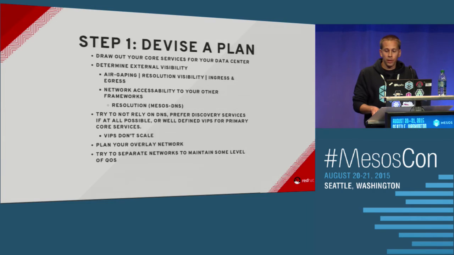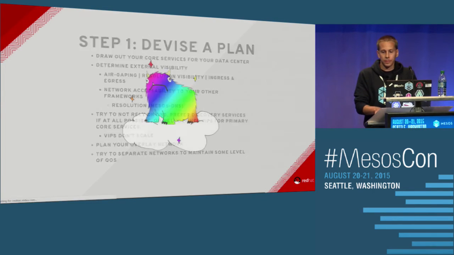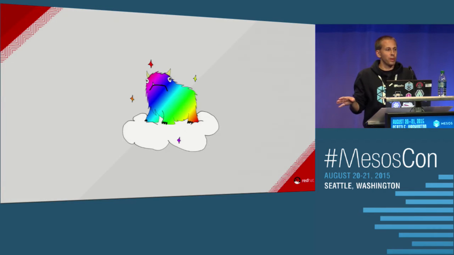Try to separate your networks to maintain some level of quality of service, right? It will be awesome. Your plan will be amazing. It'll be unicorns, rainbows. You'll say to yourself, this is gonna be great, right?